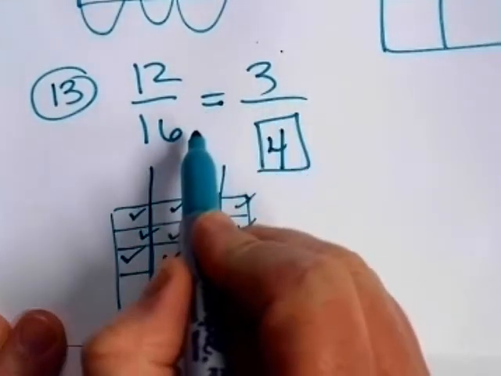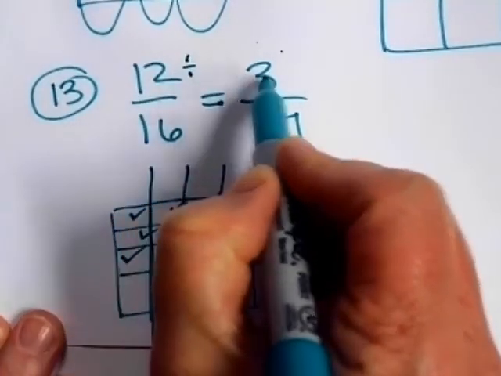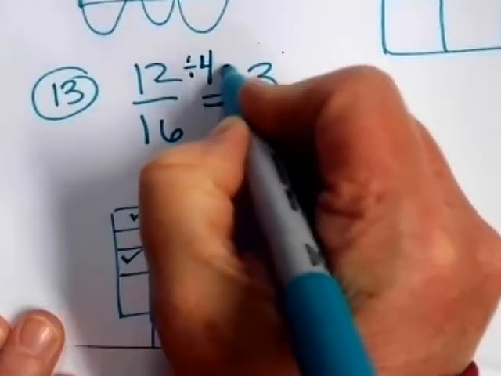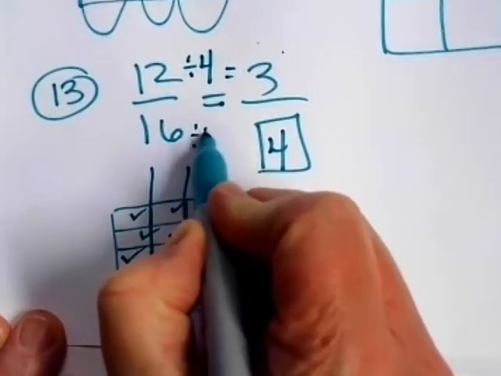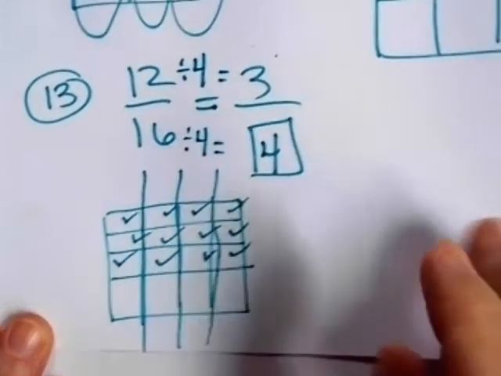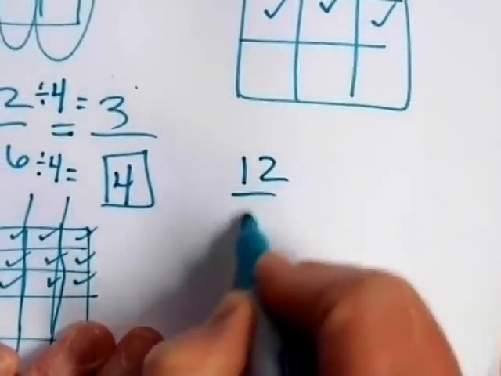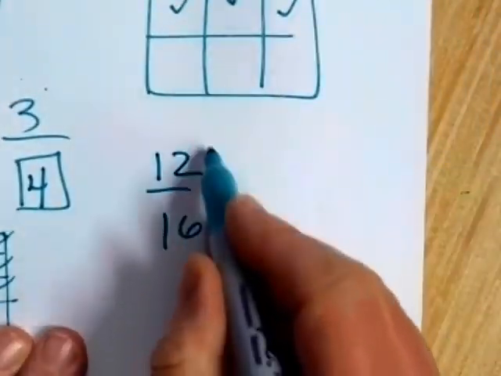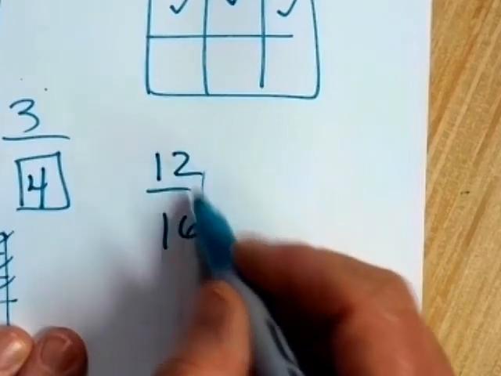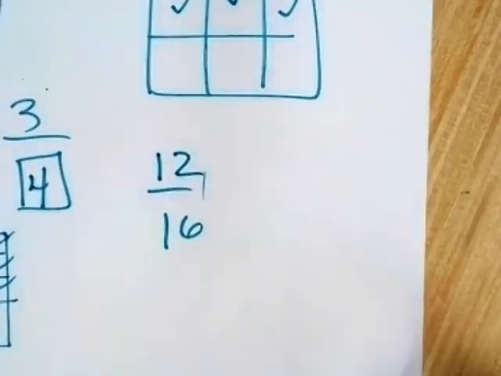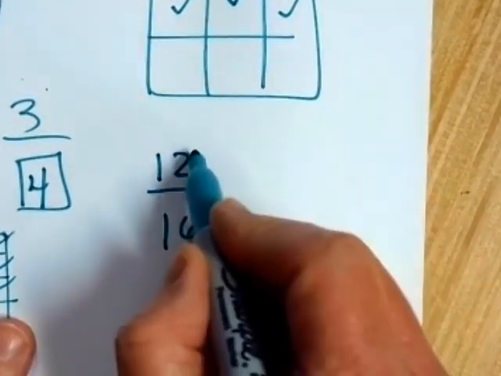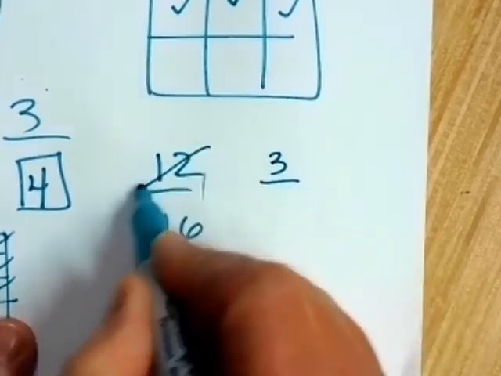Or numerically you could have said 12 divided by what number gives you 3. 12 divided by 4 gives you 3. 16 divided by 4 gives you 4. One more way you could have thought about that one is looking at 12 and 16. What number goes into both of them? 2 will go into both of them, and so will 4. 4 goes in here 3 times. 4 goes in here 4 times.